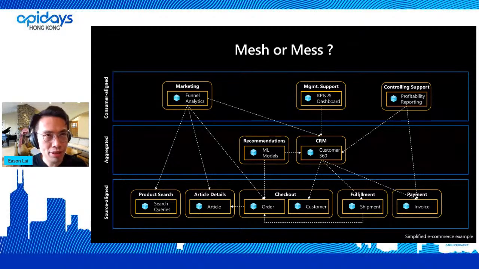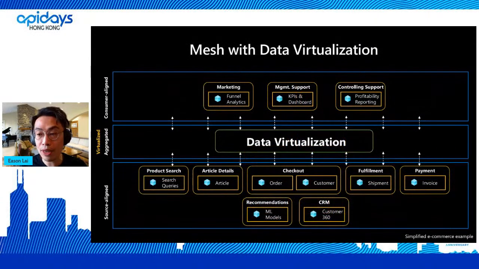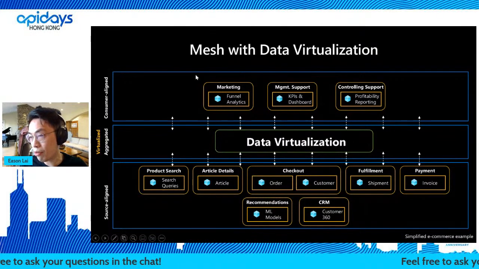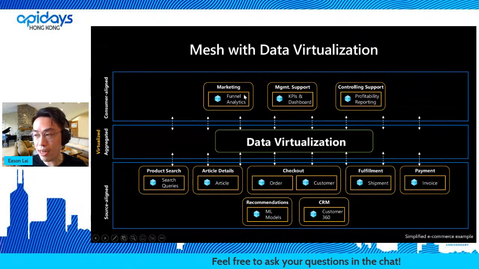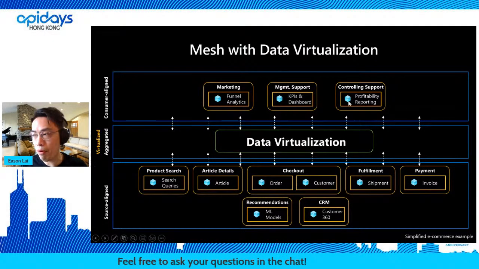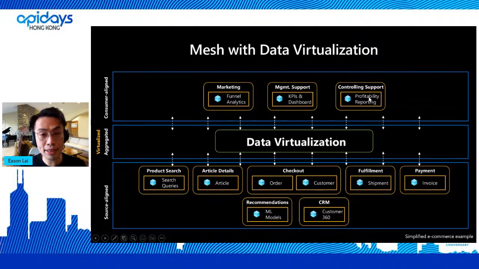I'm going to try to say, before the data visualizations, how do we make it better together with the data mesh concept? What if we visualize the layers? We make all the aggregated view in the middle. So data virtualization is a virtual software here. So data as a product at the top, consumer aligned, like the marketing funnel analysis, KPI dashboard, profit reporting. This is the data product. We can talk with the domain experts to define the data as a product.